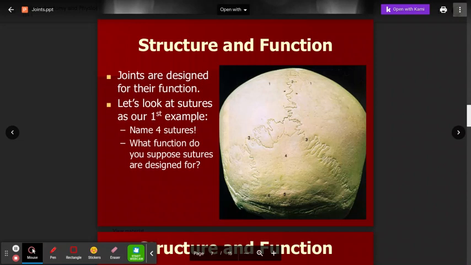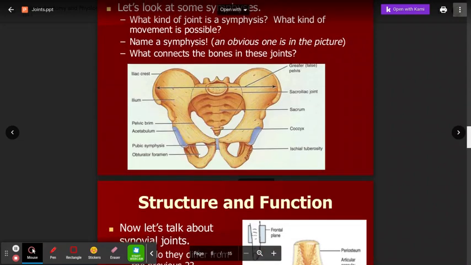What function do they serve? They allow for growth. Are your sutures currently hardened in your head? No, except if you're full of force. Yeah, they are hardened in your head.